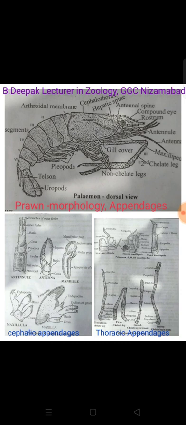I already shared with you some of the prawn morphology and appendages. Here the first one is the general external character, that is nothing but morphology. Shape, size and color. The Palaemon's body is elongated, spindle shaped and bilaterally symmetrical. It is about 25 to 38 centimeters in size.